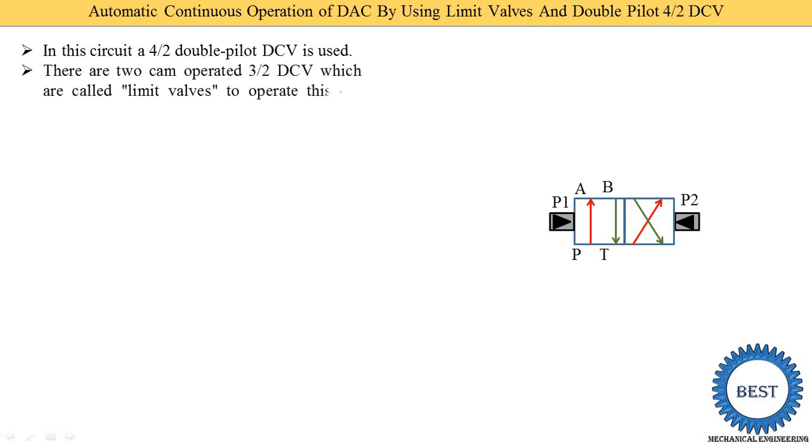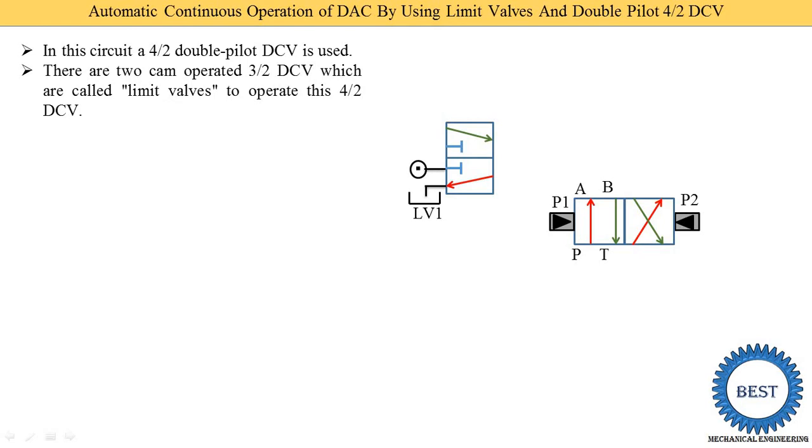There are two cam operated 3x2 DCVs, which are called limit valves, to operate this 4x2 DCV. How do we operate this 4x2 DCV? By using the 3x2 DCV, which is also called the limit valve. Here you see I have written LV1. L means limit, V means valve, and this is valve one. Here you see 2 squares, meaning 2 positions, and inside every position there are 3 ports: 1, 2 and 3. These are connected with the reservoir and the pump.